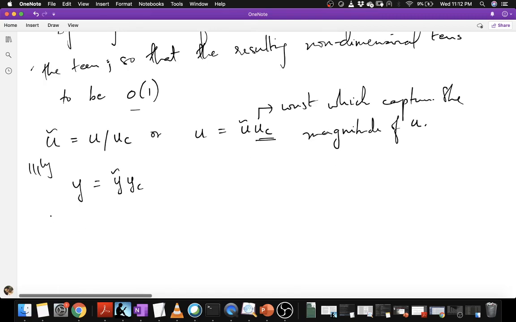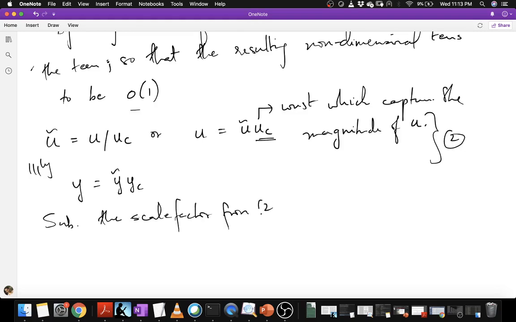Okay, so let's substitute. So let's call this relationship 2. Let's substitute the scale factors from 2 into equations 1, A and B.